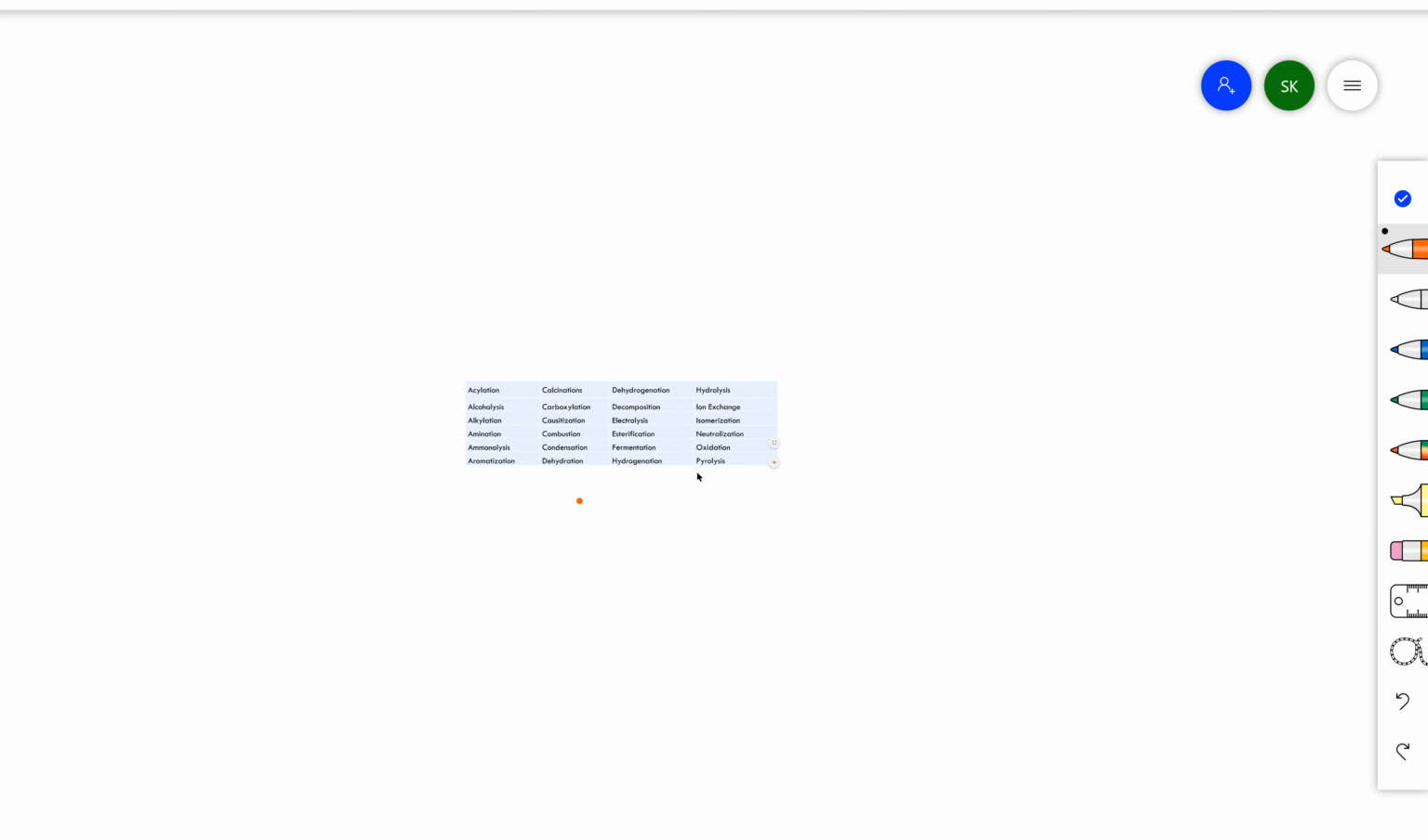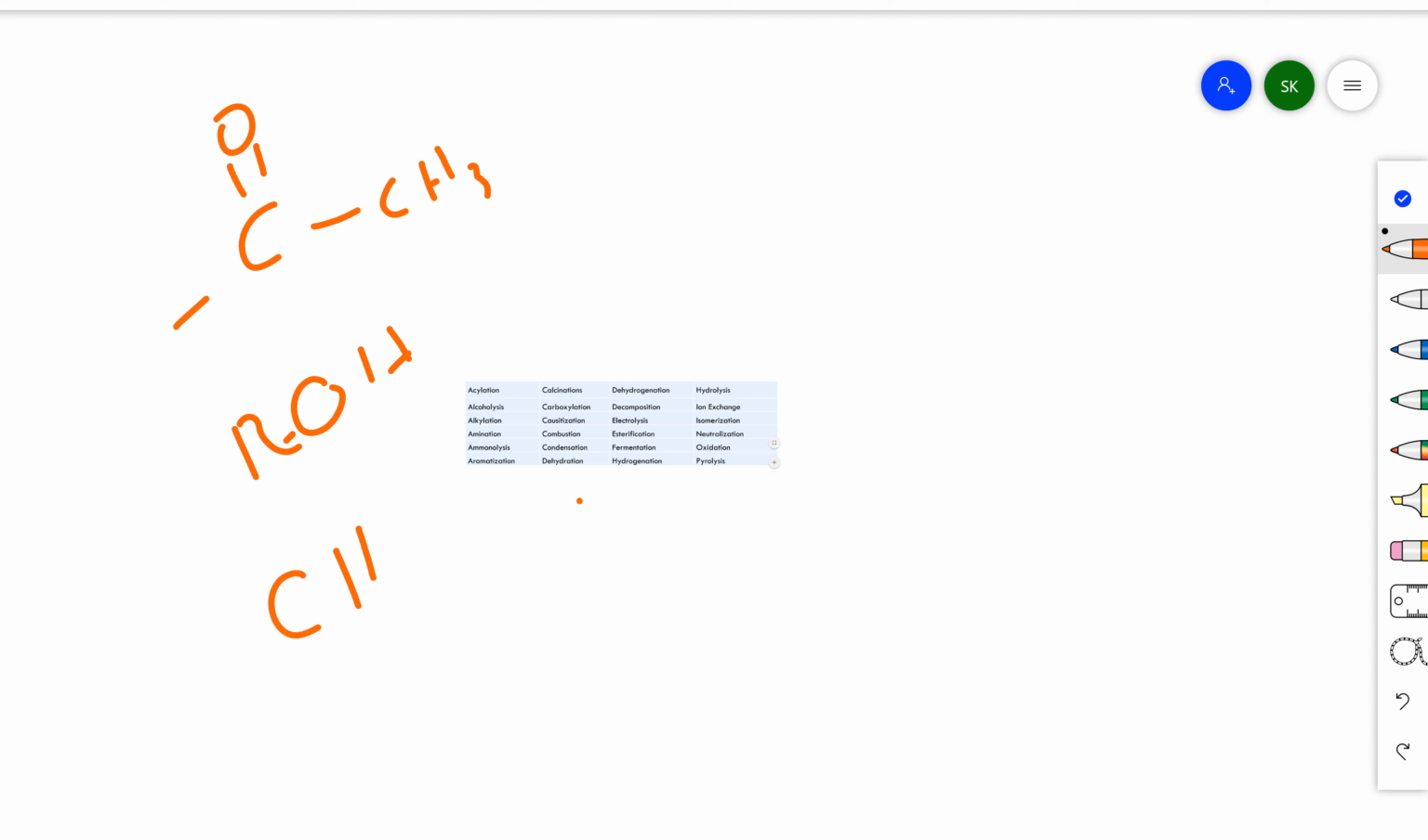Right, let's go. Okay, so we have the acylation. We are familiar with the acyl group, which we have over here. For alcoholysis, it's the breakdown through ROH. For alkylation, it's the introduction of the alkyl group; CH3 is the methyl, and the basic one will be the alkyl. Amination is the addition of ammonia. Ammonolysis is the breakdown via ammonia, whereas aromatization is the closure of the ring.